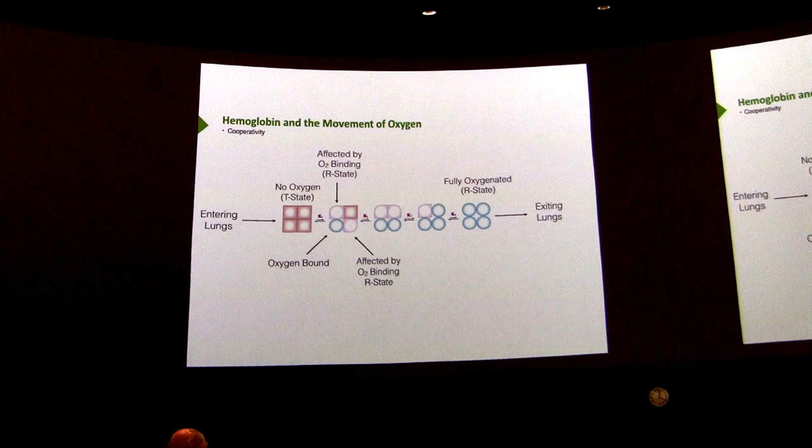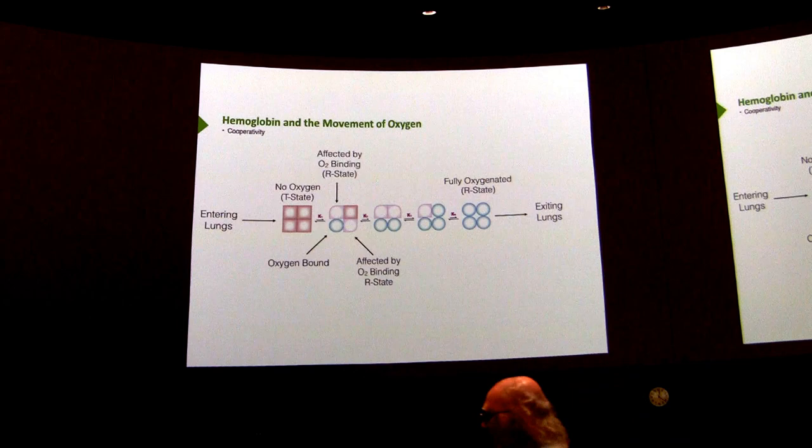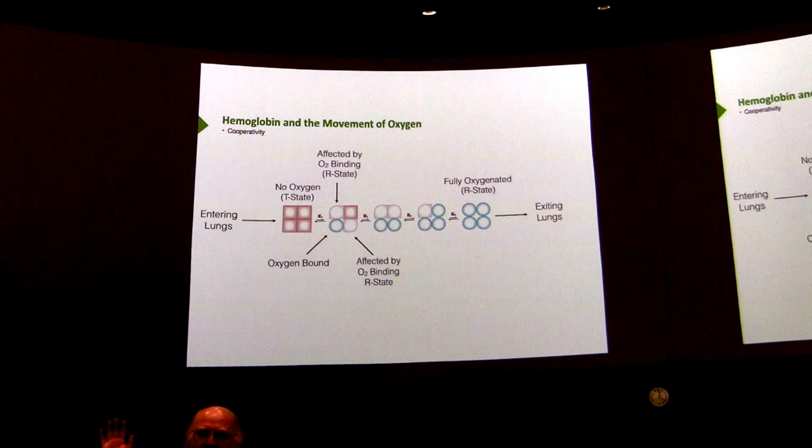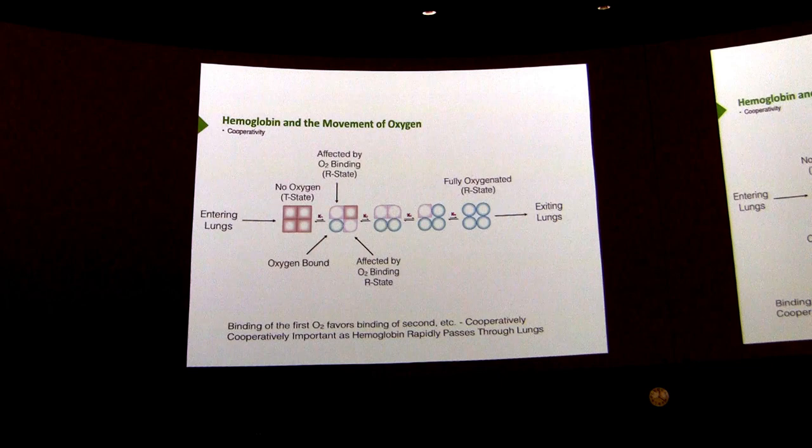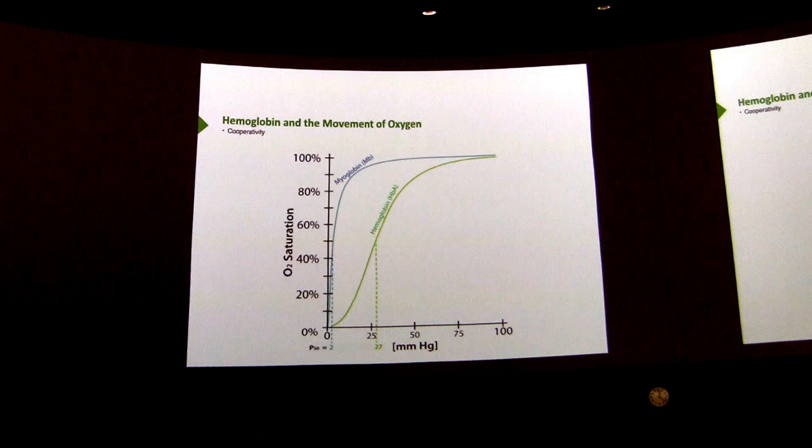It's really good for loading up hemoglobin as it's passing through the lungs. Binding of the first one favors the binding of the second, favors the binding of the third, and favors the binding of the fourth. By the time this process is done, hemoglobin is loaded with oxygen. Now, cooperativity, I should say, is a phenomenon where the binding of one molecule favors the binding of additional molecules of the same type. We see it happening in hemoglobin. At that point, hemoglobin exits the lungs and goes out into the tissues where it can deliver that oxygen. And that's a very cool process. Okay? And we're going to talk about the delivery of oxygen in just a second.